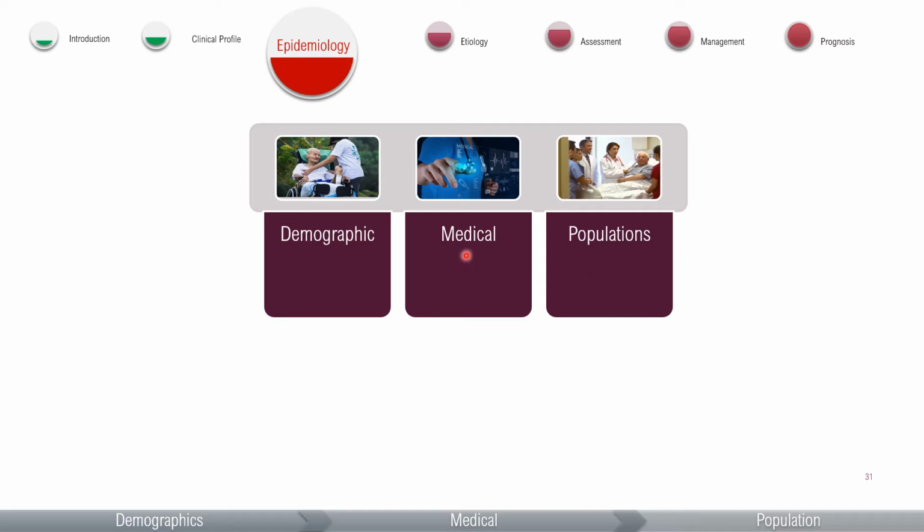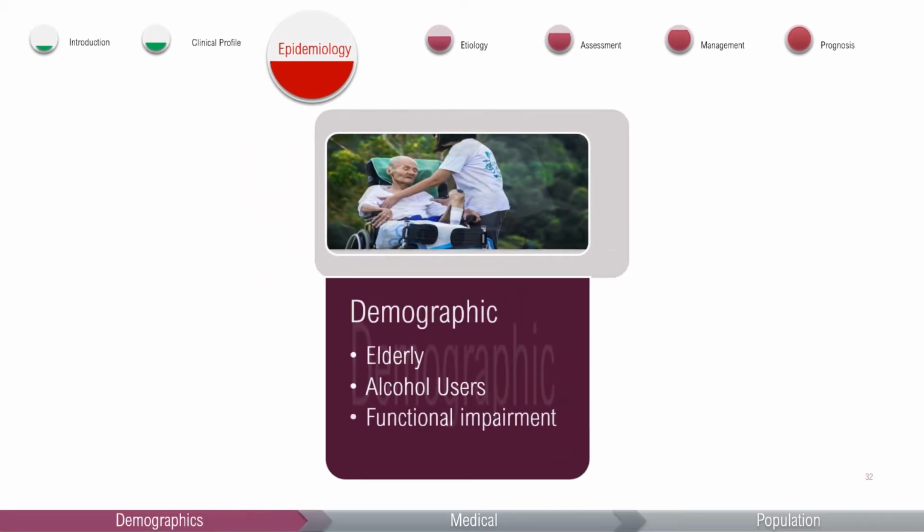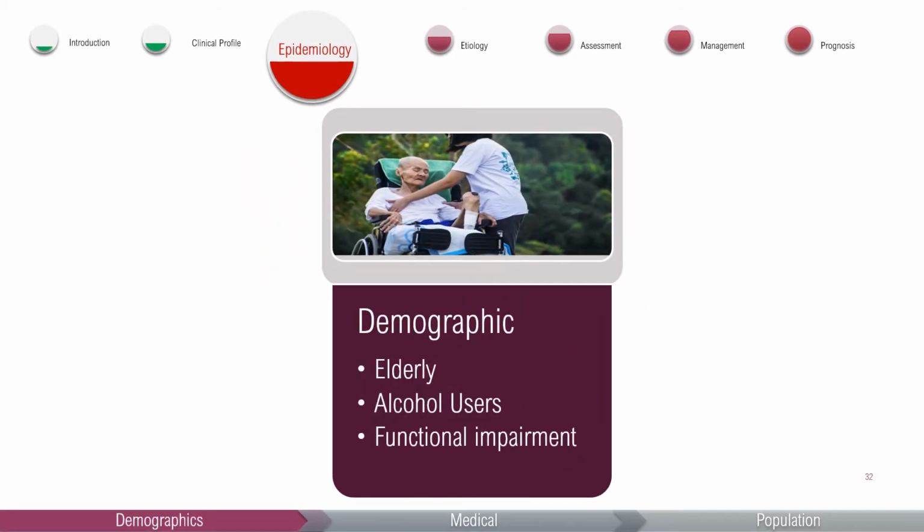Now, patients with certain medical conditions may also be predisposed to develop a condition, and these are not epidemiological factors, but I have included them here so you can learn the predisposing factors together. The most important demographic risk factor is old age. Alcohol users are also at an elevated risk, as are people with functional impairment.